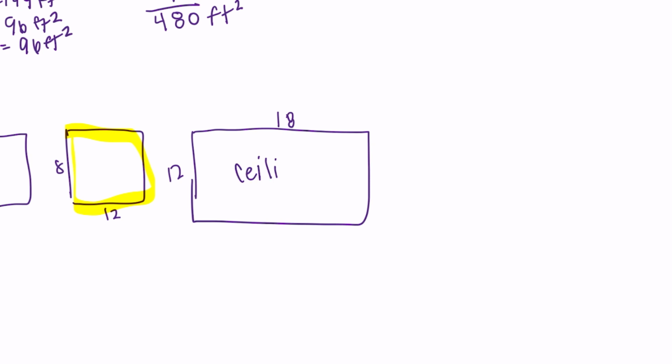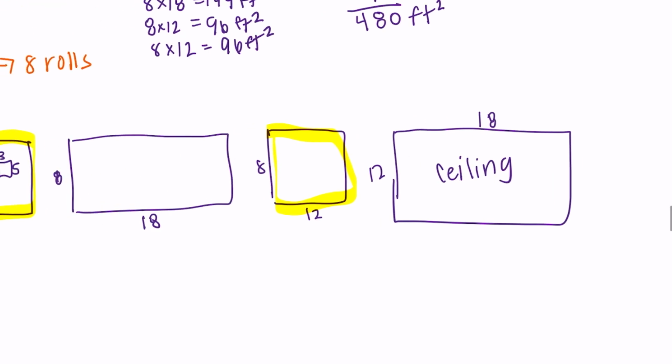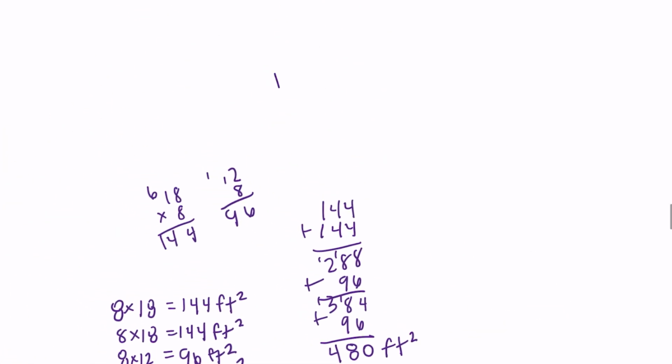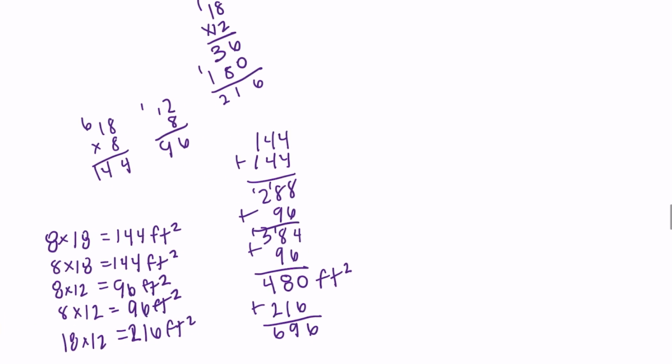So this is the ceiling. Let's do 18 times 12, which is 216 feet squared. So let's add the 216 feet squared for the ceiling, and we get 696 square feet for the total area.